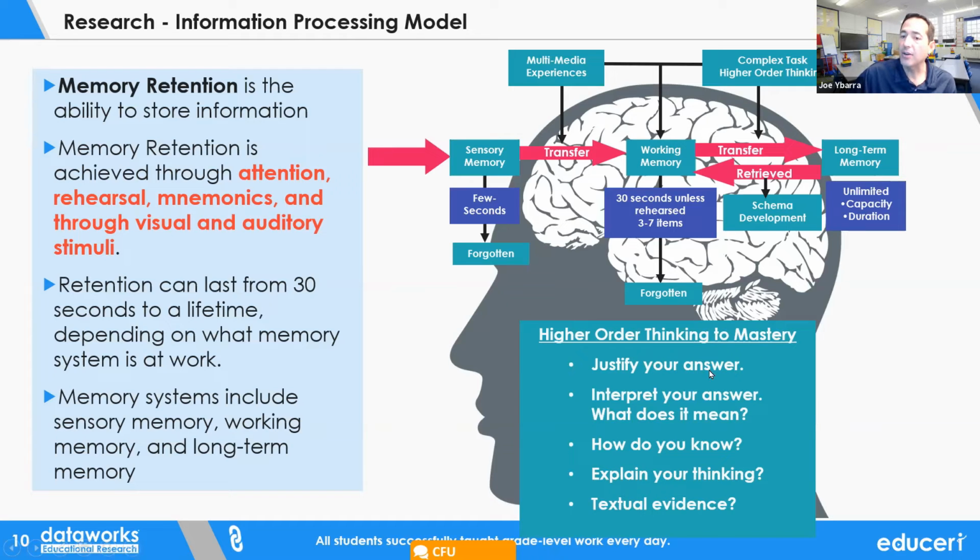We justify your answers. You interpret your answer. What does it mean? How do you know? Explain your thinking. Can you show me where you read that answer in what you just read? Okay, that's very important to us.